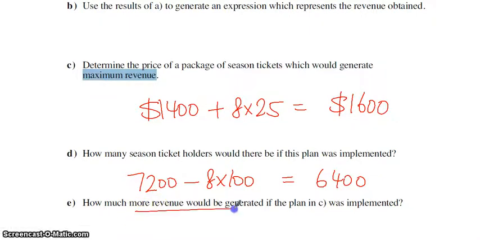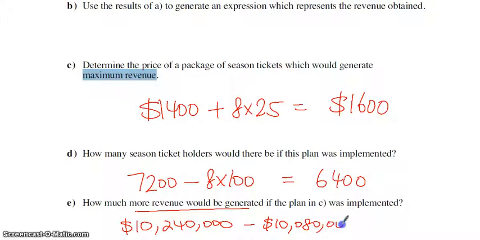How much more revenue will be generated if the plan was implemented? So the new revenue will be this much. All right. And then you minus the original revenue, which is this much. Then the answer is, well, how much did you get more? So the answer is 160. You get $160,000 more. So okay, the hockey organization will go ahead with this plan.